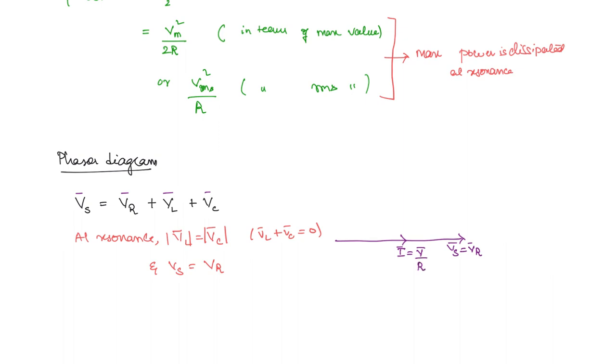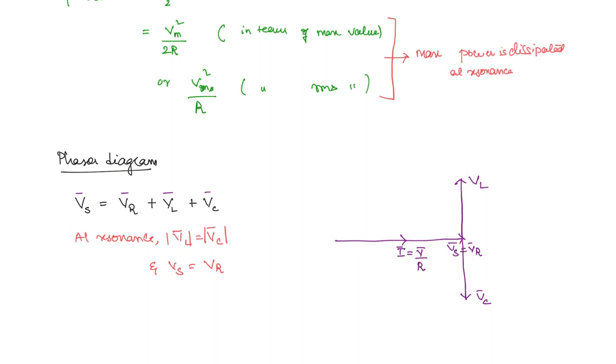Now, what about VL? VL is going to be leading the current. See, the current phasor is here and the voltage phasor is leading, because in the inductor the voltage will lead the current by 90 degrees, because VL is equal to j omega L into current. What about VC? VC will be exactly opposite, and both these magnitudes will be equal, so that when you add VR plus VL plus VC, you will simply get Vs is equal to VR.